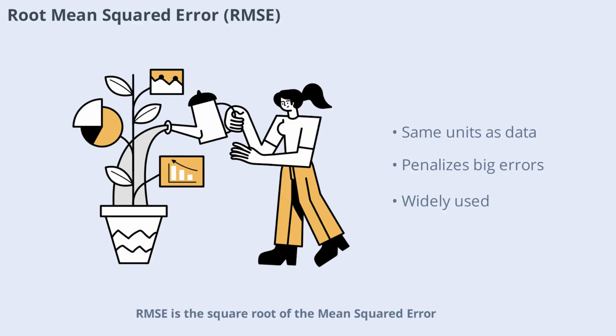RMSE is the square root of the mean squared error. This brings the error metric back to the same units as the original data, making it easier to interpret. RMSE still penalizes larger errors more than smaller ones, but its scale matches the data, which helps in understanding the practical impact of prediction errors. RMSE is widely used in regression tasks for its balance of interpretability and sensitivity.